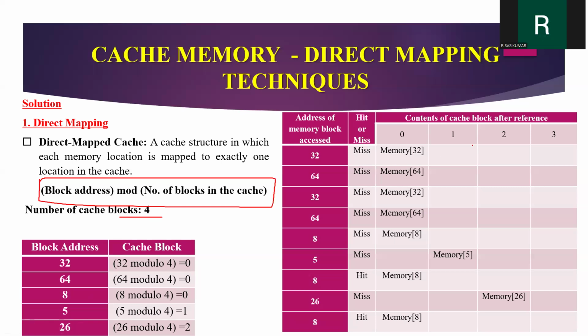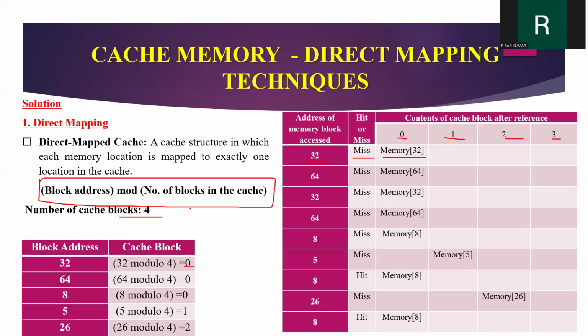So this is the address of a memory access block, hit or miss, and the content of the cache after reference. There are four one-word block addresses: the first is 0, the second is 1, the third is 2, and the fourth is 3. The first block address is 32. Initially the cache is empty, so it is not available in memory, so it is a miss. Where do we store 32? With the formula 32 mod 4, we get address number 0. So in block address 0, we store memory block 32.